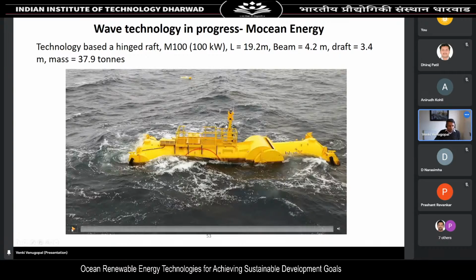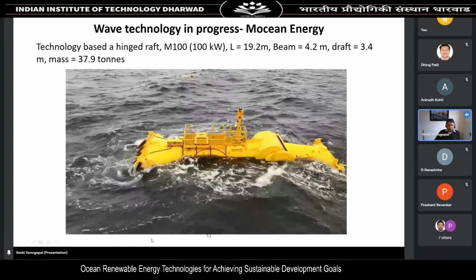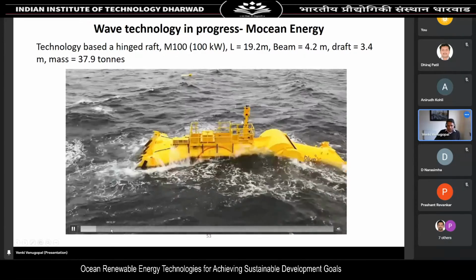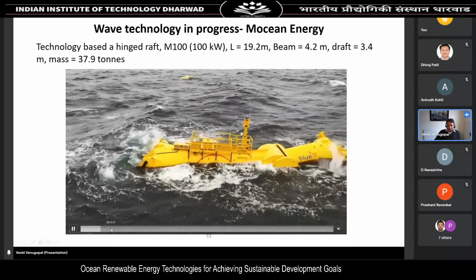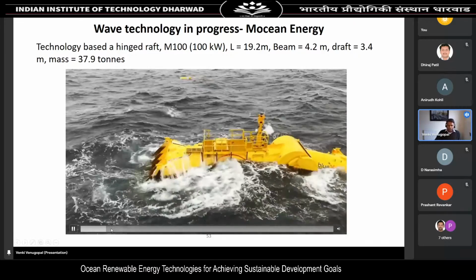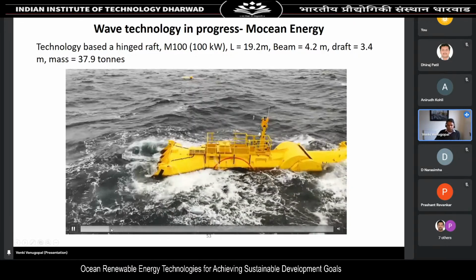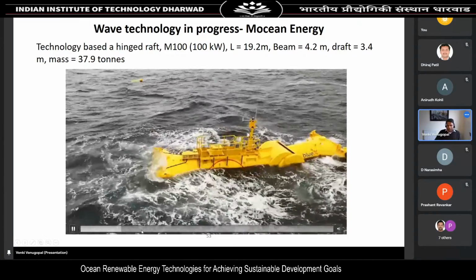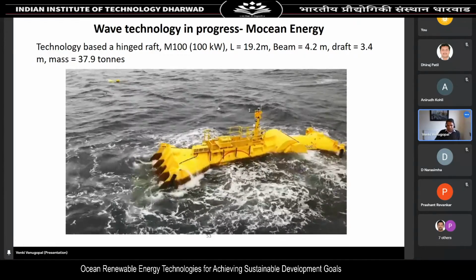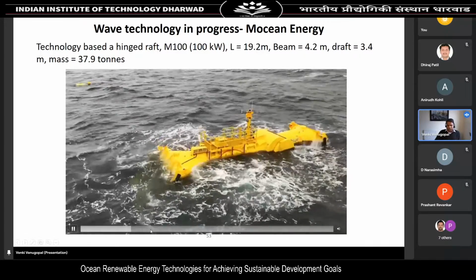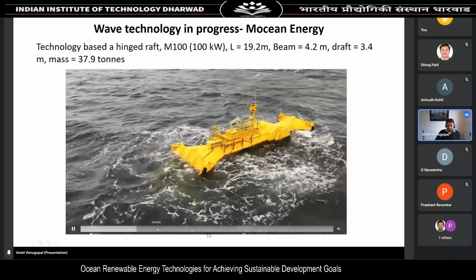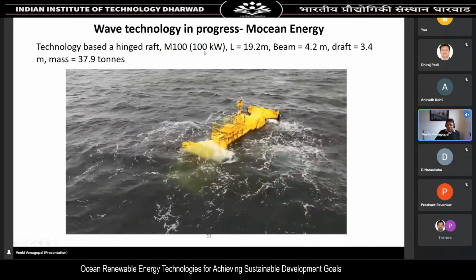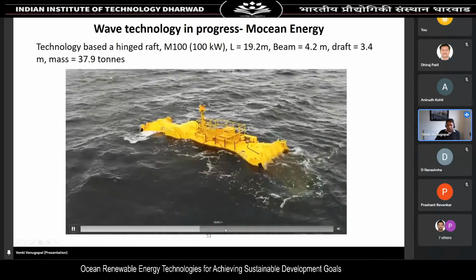And one more device is called a motion device. It's a very small scale. And I'm proud to say that this was developed by my own PhD student. He did his PhD with me 10 years ago. He went on to start his company. And now they have secured some multi-million pounds, and they are testing it in the ocean. So this is again a wave energy device, but it's a small 100 kilowatt machine, but still it's proven to be working.